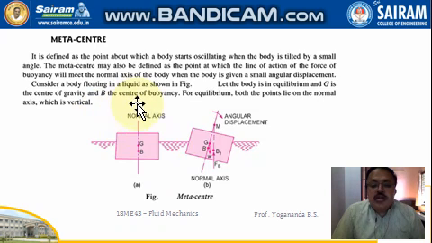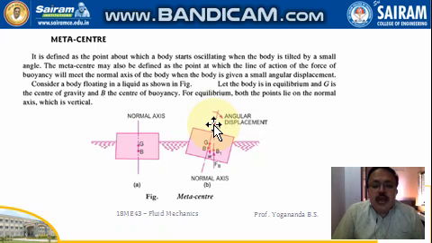The metacenter is also defined as the point at which the line of action of the buoyancy force will meet the normal axis of the body when the body is given a small angular displacement. So this is the normal axis of the body, and this is the line of action of the buoyancy force. The axis of the body and the line of action of the buoyancy force, these two lines meet at some imaginary point. That point will be called the metacenter.